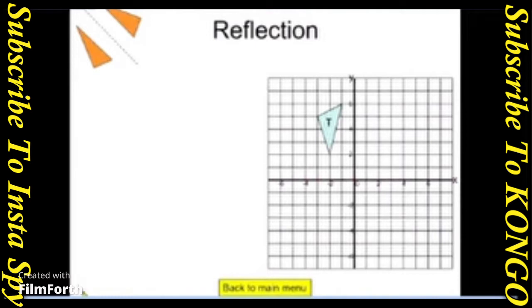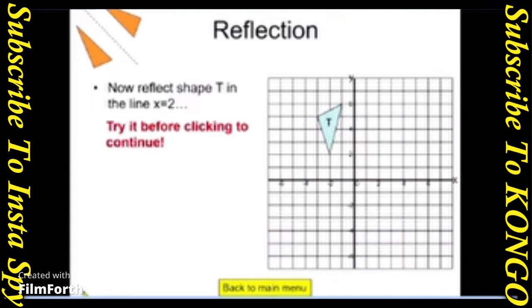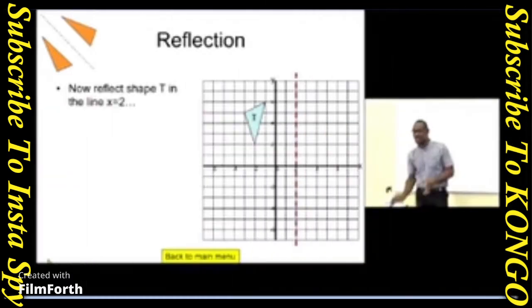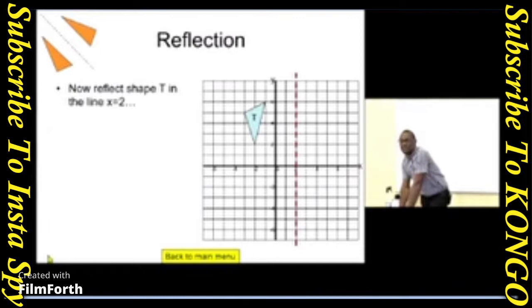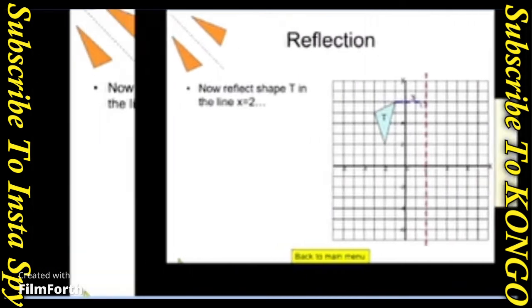Let's do another one here. And this time we're going to reflect it in the line x equals 2. If you notice, I'm doing different types of reflection, so I'm not just looking at the whole concept. You have different mirror lines that can be used on the graph paper. So of course, it's going to go across to the other side of the mirror line.